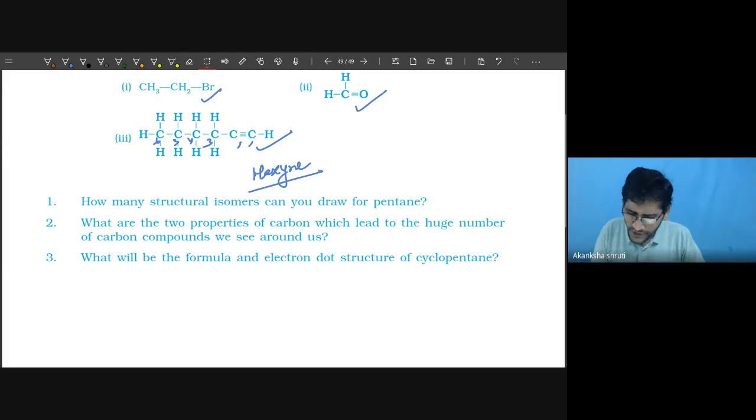What are two properties of carbon which lead to a huge number of carbon compounds? Are you getting? Huge number: tetravalency and catenation. It is this thing. Formula and electron dot structure of cyclopentane.